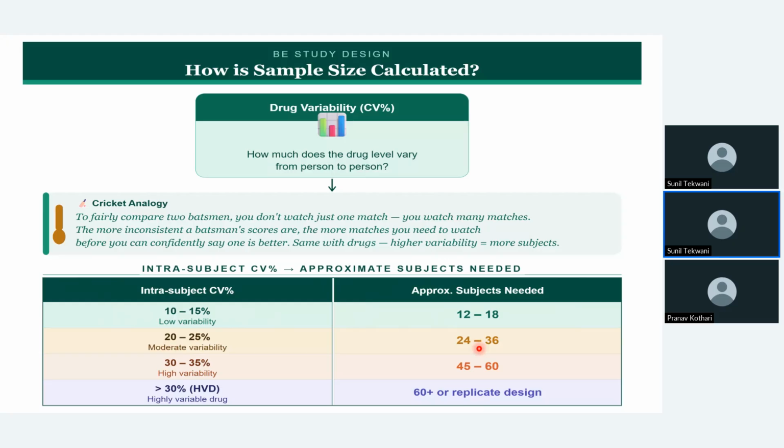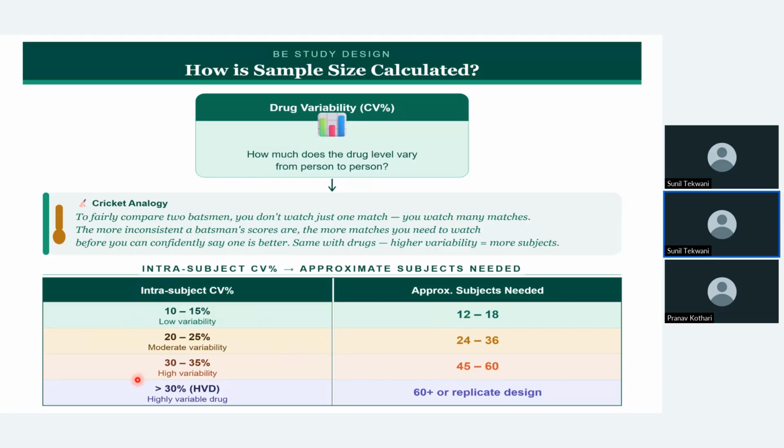You ask any Claude, Gemini or ChatGPT that this is my variability. What should be the number of subjects required? It will give you the exact number or a tentative number. So it depends on intra-subject variability. Now the question comes, why for high variability drugs, a high number of subjects is required? And why for low variability, we can choose 12 subjects also, which is the minimum criteria.